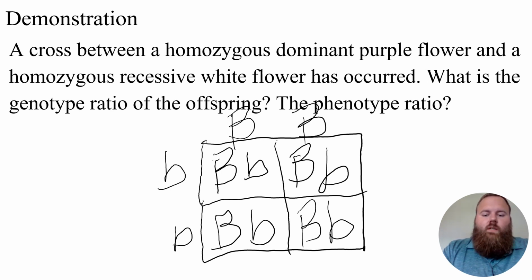Then if we're looking at the phenotype ratio, it is going to be all purple flowers because a big B is present in all of our boxes. So the phenotype ratio would also be 4 out of 4 for purple flowers.